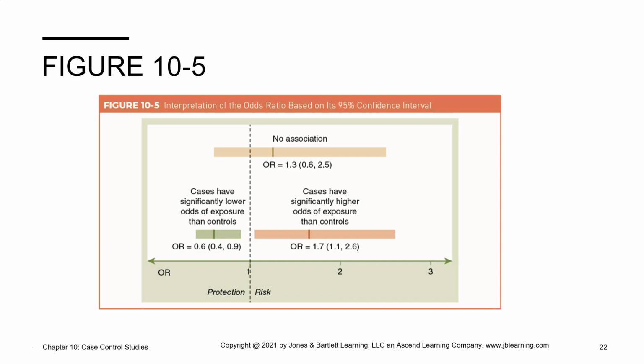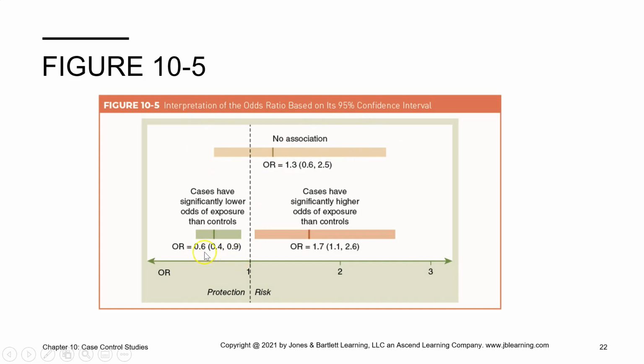And so figure 10.5 goes over these interpretations. Here at the top, this represents no association. Our odds ratio is 1.3, which is right here. And then our 95% confidence interval is 0.6 to 2.5. This line right here is called the line of no effect, meaning there's no difference. Because the interval crosses 1, and is higher than 1 at 2.5, there's no association here.